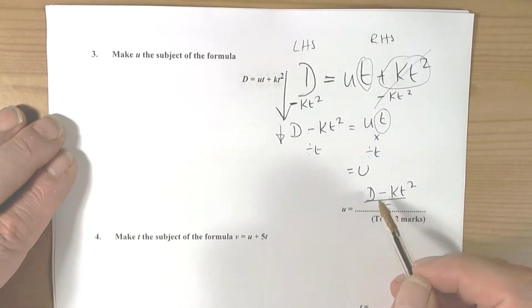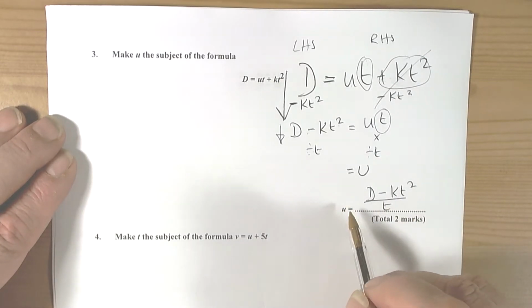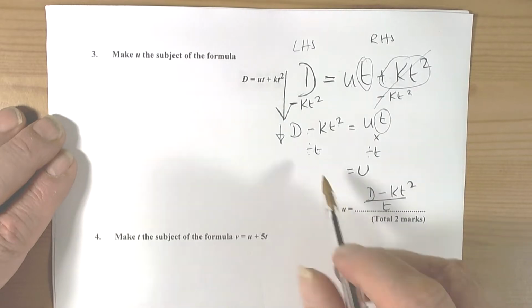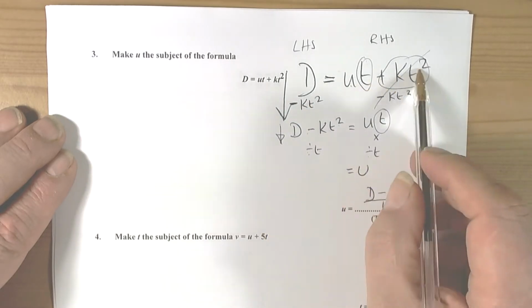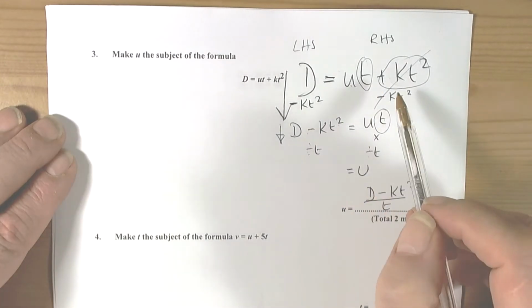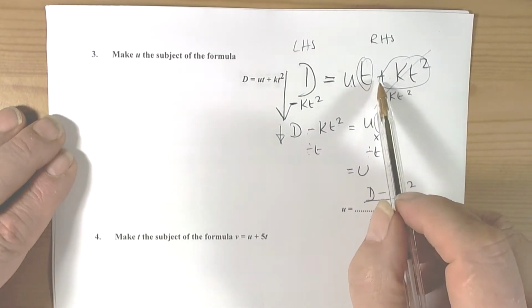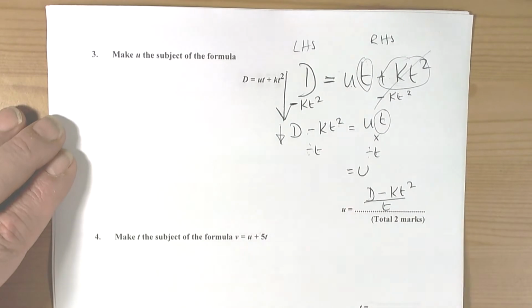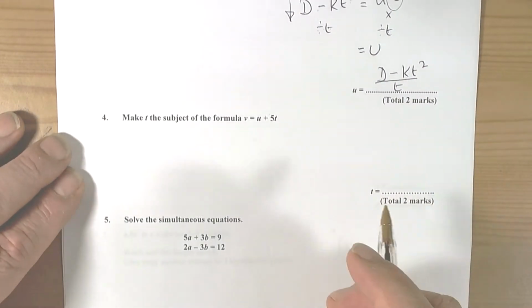Okay, so making something the subject, we want the subject letter on its own, and we move everything else to the opposite side of the equals that the subject letter's on, and we do the movements by doing the opposite operations. Okay, so another example of making something the subject.